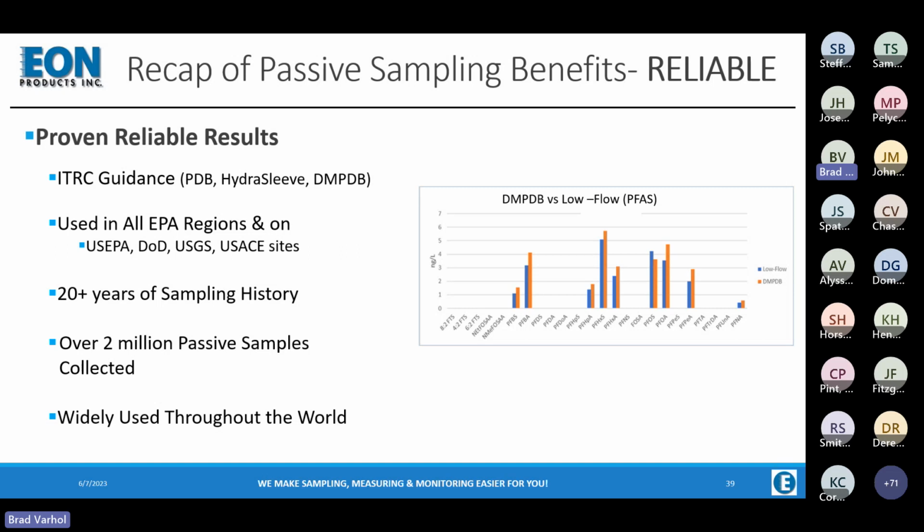So as I promised at the beginning, here's a quick recap of the passive sampling benefits. I think you've seen that they have some reliable results, and there's plenty more behind the scenes to support that. There's ITRC guidance. They're used in all the regions and on agency sites. We have over 20 years of sampling history now and over 2 million total samples collected. I think we're getting pretty close to over 2.5 million. And they're widely used throughout the world. I think every continent and quite a number of countries are using them consistently.